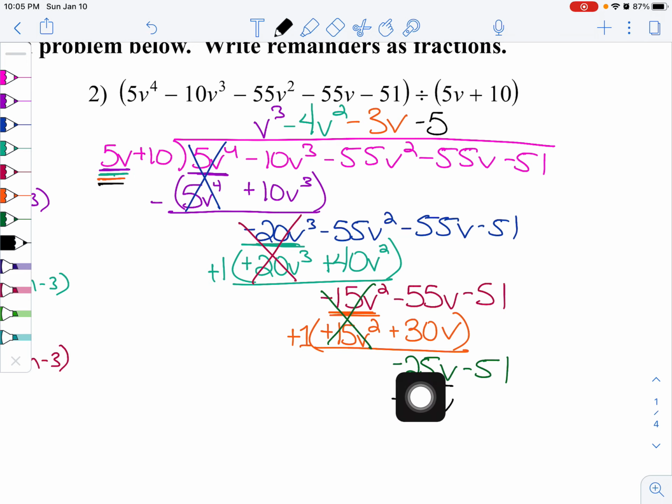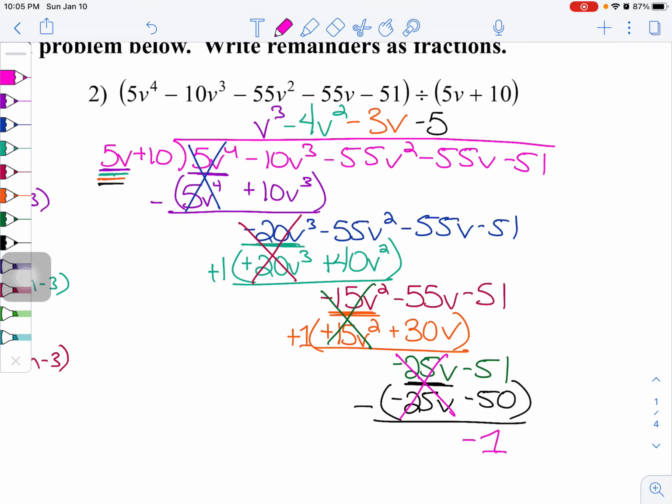So negative 5 times 5v is negative 25v, and negative 5 times 10 is going to be negative 50. All right, we're going to subtract those. Feel free to go through and distribute out the negative sign. Totally fine if that helps you. Negative 51 minus negative 50 would be negative 51 plus 50, so negative 1. That's my remainder. Since it's negative, I'm going to put minus 1 over, and then this is what I was dividing by, so that becomes the denominator of the fraction.